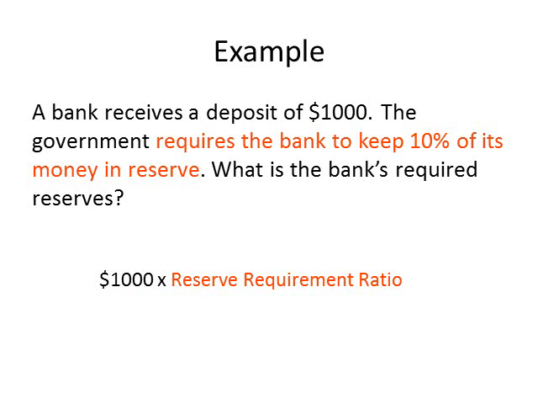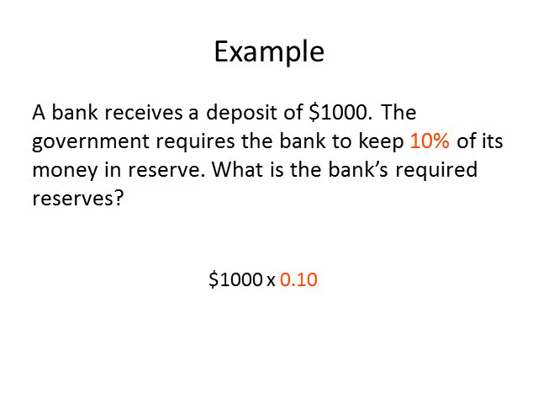Next, we need to find the reserve requirement ratio. We see that the government requires the bank to keep 10% of its money in reserve. So we're going to substitute in 10% into the formula. Notice that the 10% is converted into a decimal fraction.